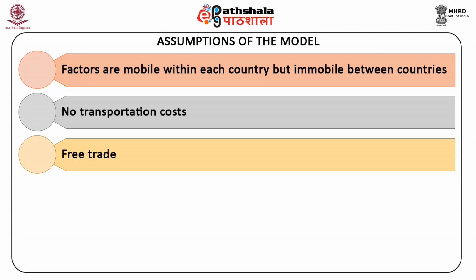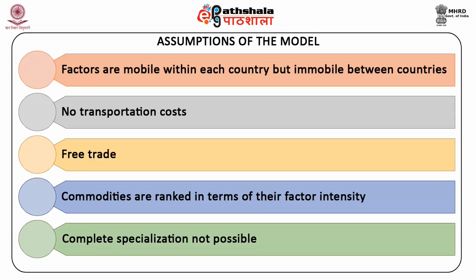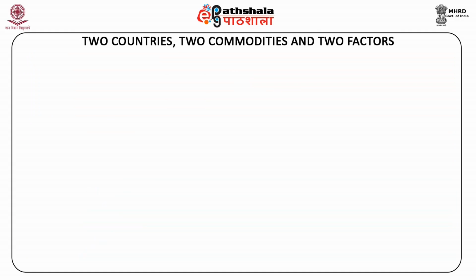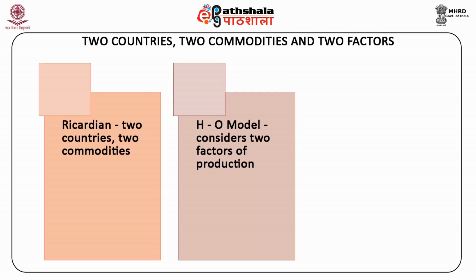Free trade. 9. Commodities are ranked in terms of their factor intensity. And 10. Complete specialization is not possible. In continuation with the Ricardian model, assumption of two countries and two commodities, the HO model further assumes that there are two factors of production, that is, labor and capital, instead of a single factor of production assumed earlier, and that both factors are employed in the production of both commodities.